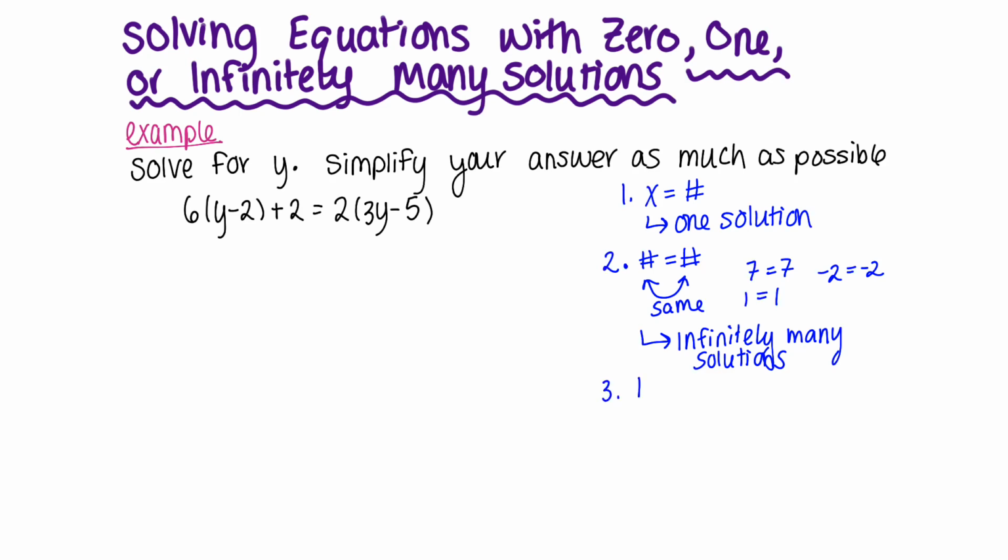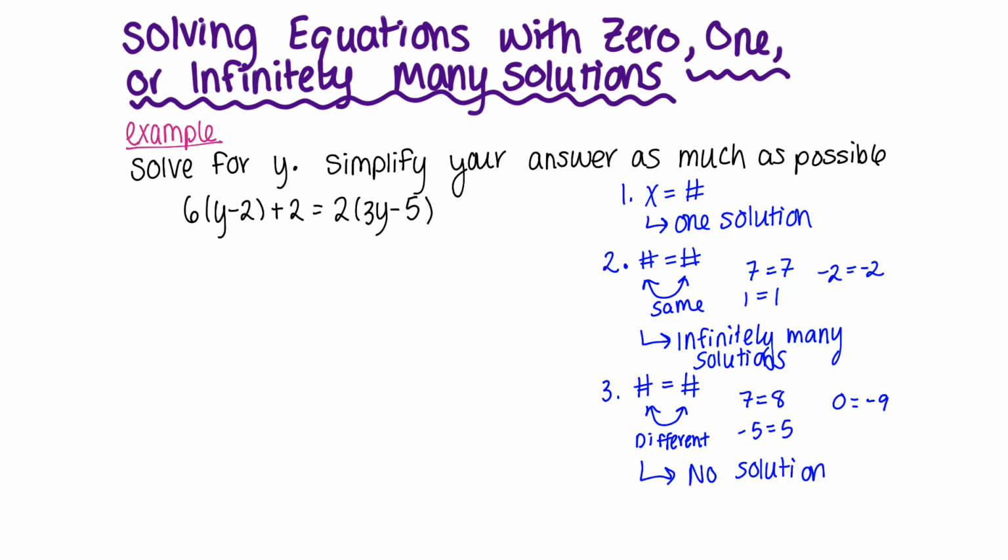The last thing that could happen is you could have a number equals a number and these 2 numbers are different. So something like 7 equals 8, or -5 equals +5, or 0 equals -9. Those are different numbers. In that case, there's no solution. There's no number you can plug in that will make that statement true. None at all. So any one of these 3 things can happen when you're solving an equation.